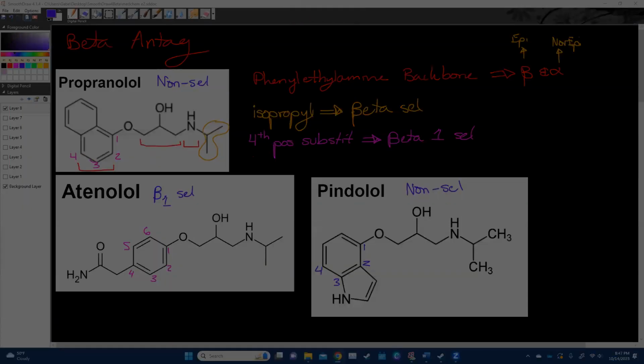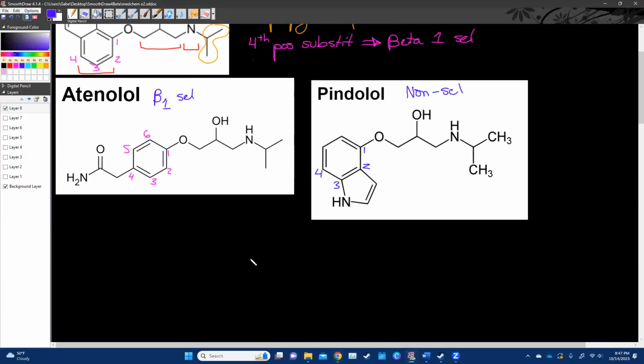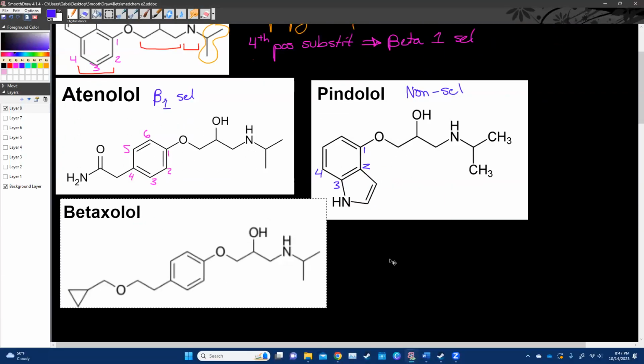I always like to show this drug purely because it has a triangle in it, and we don't see a lot of triangles in medicine. Betaxolol. Beta 1 selective or non-selective? This would be beta 1 selective. Because of the 4th position. Exactly. So it does not matter what is there as long as something is there.